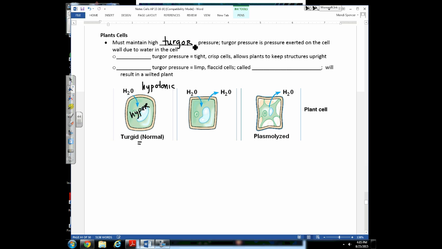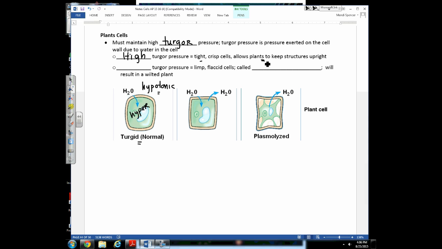Now, turgor pressure is pressure due to water in the cell on the cell wall. So animal cells don't develop turgor pressure because we don't have a cell wall. So this hypotonic environment is going to create cells with high turgor pressure. And that means that these cells are going to be very tight. They're going to be very crisp. If you bite into a stalk of celery and those cells have high turgor pressure, it's going to be very crunchy because they're full of water. And the fact that they're tight allows these plants to keep their structures upright. So their leaves are going to be upright and their limbs are going to be upright and they're not going to fall down to the ground.